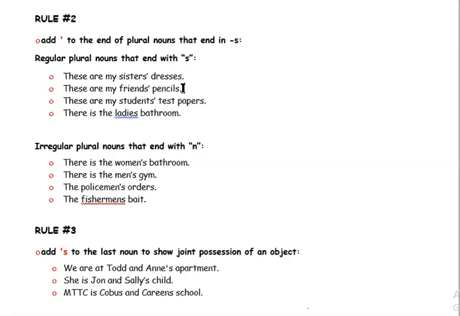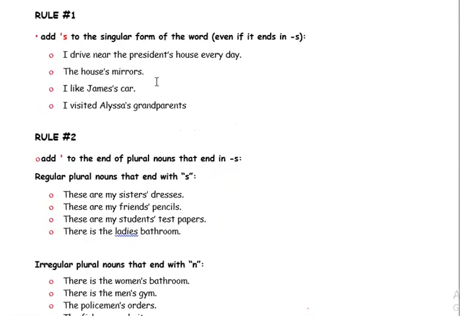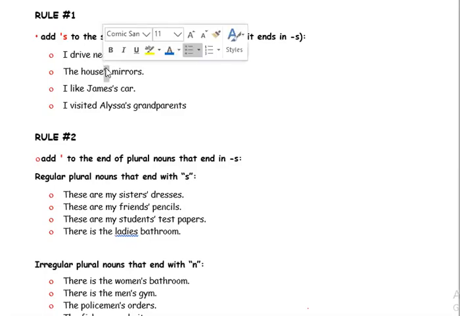Try again, Will. You guys remember from rule number 1, we said that if it's a singular noun, right, the object only belongs to one person, then the apostrophe goes before the S. Okay, so you add an apostrophe S to the word. So I'm just highlighting this.